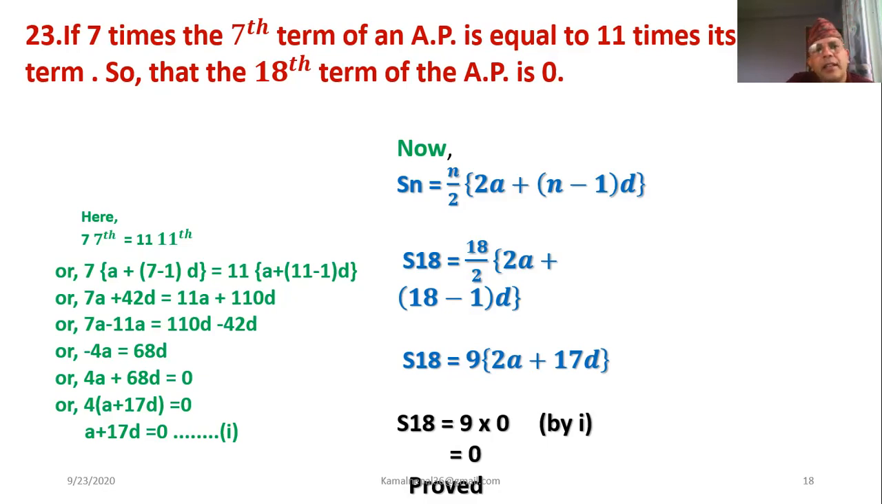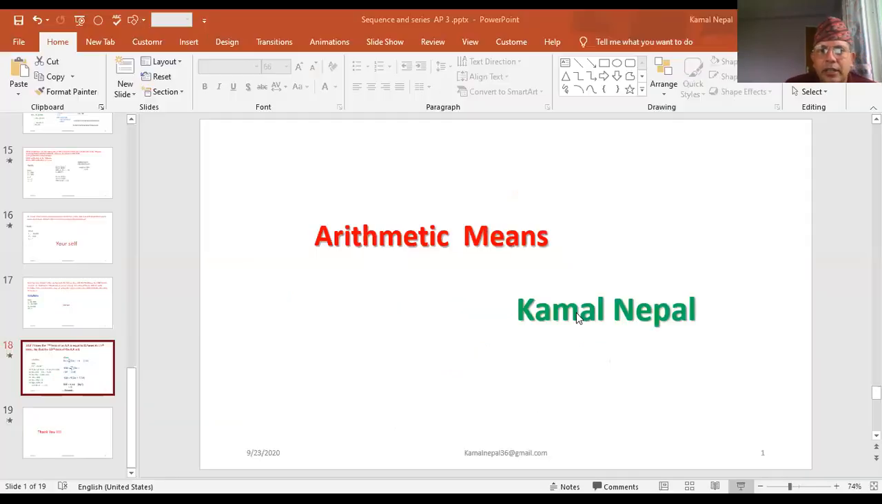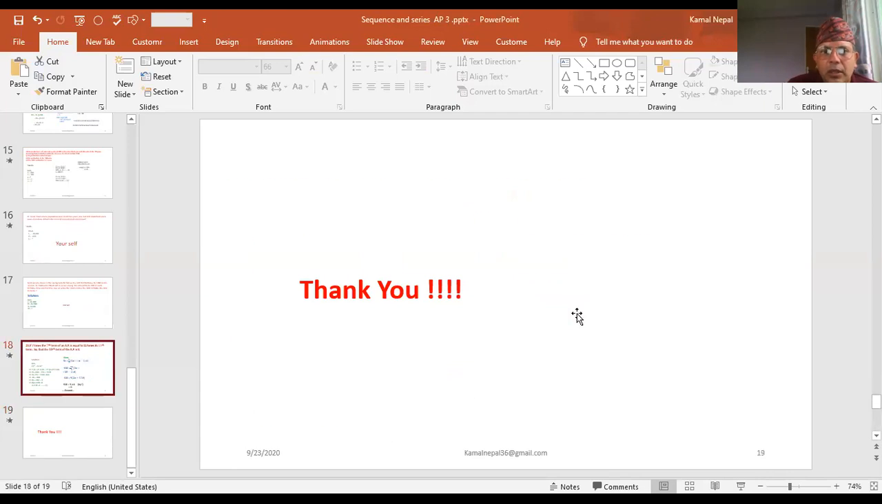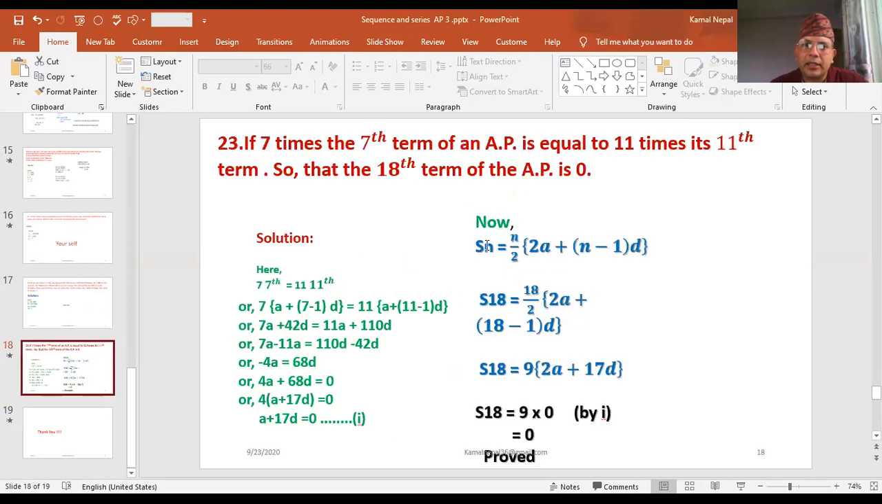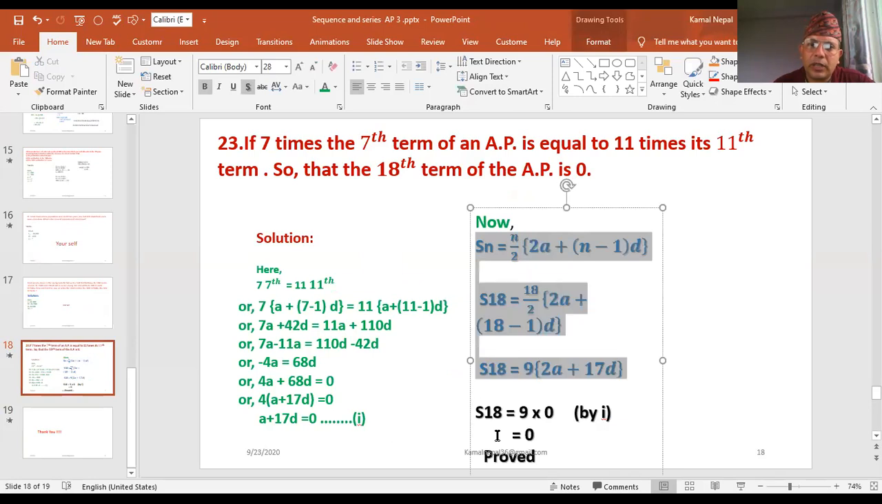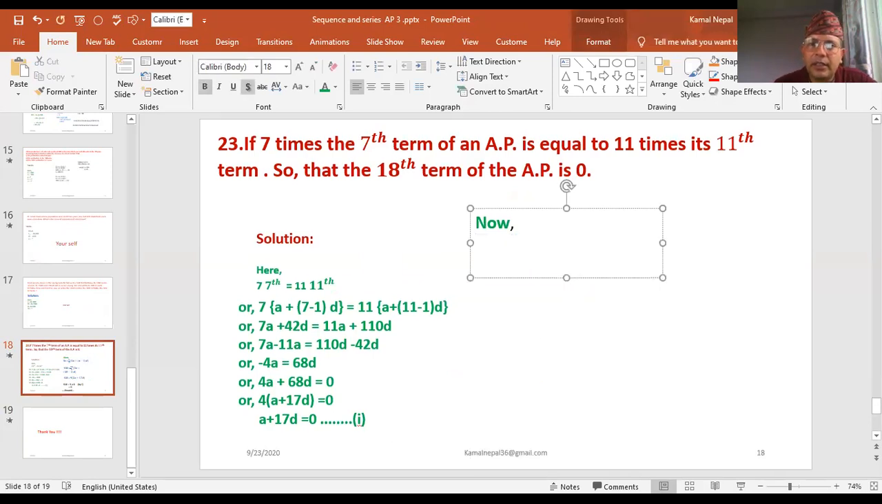But your question is to prove that the 18th term of the AP is 0. So now let's start. We need to find out T18 is 0. Okay. In this solution, S18 is given there, but I want to correct this one. So in the place of this, you can write T18.